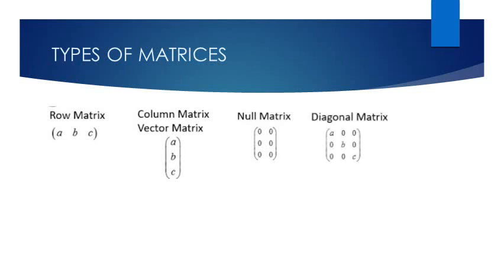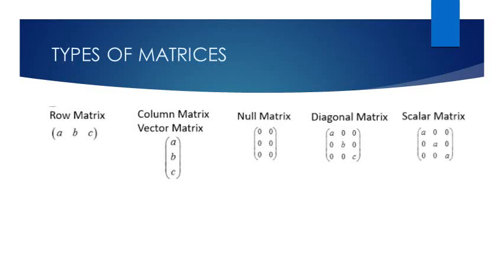Next is diagonal matrix. If in a matrix the diagonal elements are specified with numbers and the other elements are 0, then it is a diagonal matrix. Is it clear? I am repeating again. If all the entries in the diagonal are numbers, any numbers either negative or positive, but all the other elements except the diagonal are 0, then it is a diagonal matrix. That means in a diagonal matrix there should be numbers in the diagonal only.